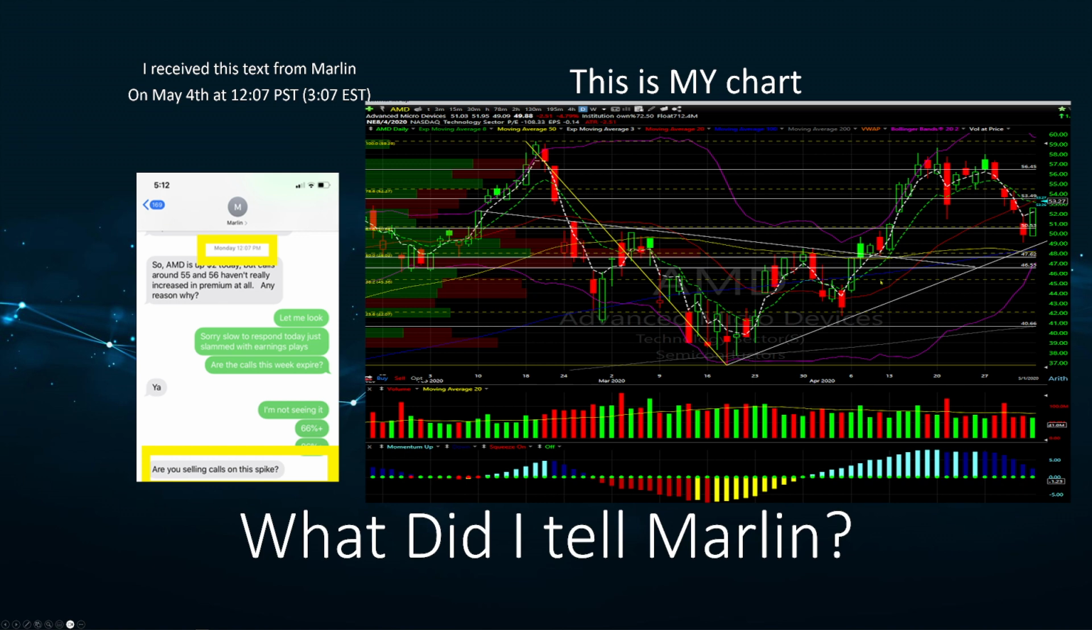And this is what my chart looked like. So you guys tell me. Put a 2 in chat if you think I was telling him to sell calls into this spike. Should he be selling calls? What that means is he's got shares, and if he sells a call at, let's say, 53 and the stock finishes above 53, his shares get taken away from him, right? So his goal is to sell calls just above resistance levels, so his shares don't get taken away.